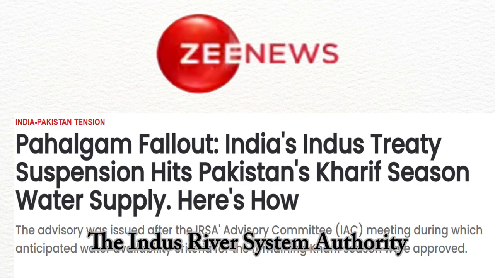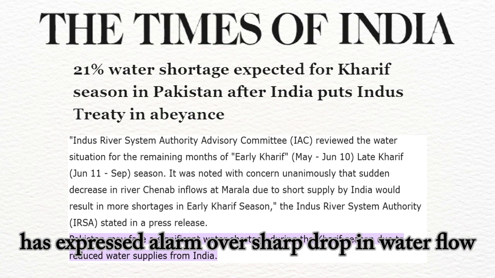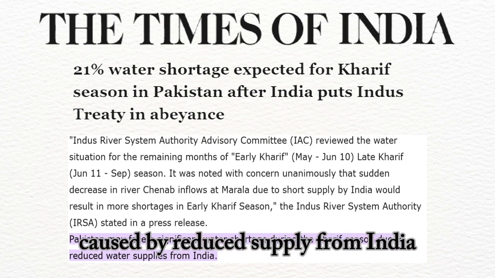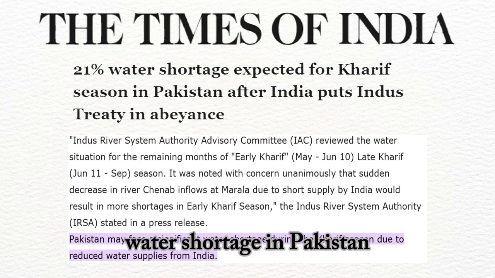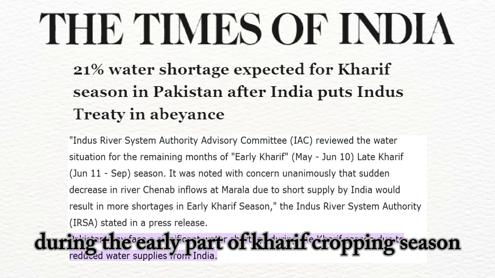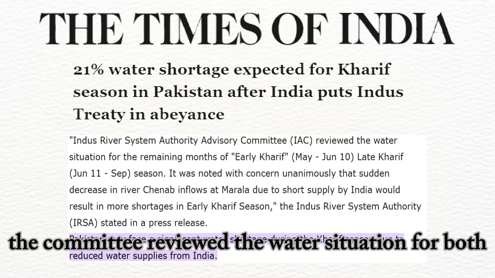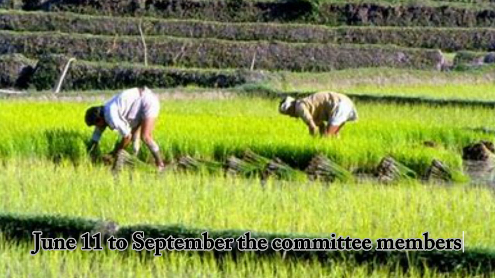The Indus River System Authority has expressed alarm over a sharp drop in water flow from the Chenab River at Marala caused by reduced supply from India. This drop could lead to a 21% water shortage in Pakistan during the early part of the Kharif cropping season. During the meeting, the committee reviewed the water situation for both the early Kharif period, which is from May to June 10, and the late Kharif period, June 11 to September.